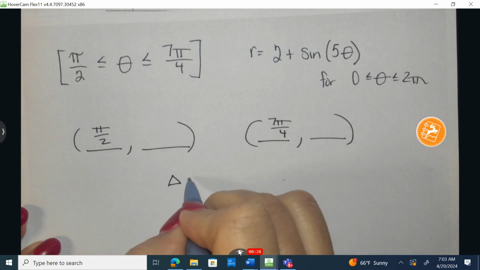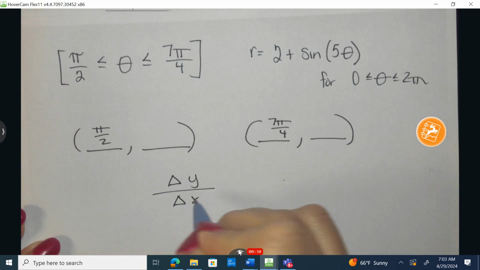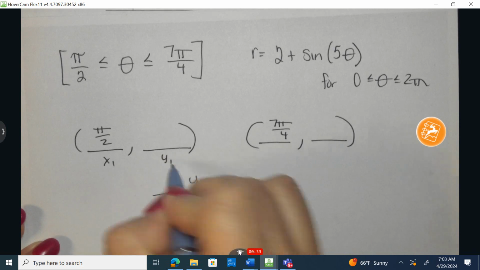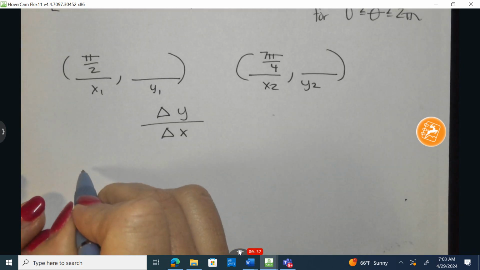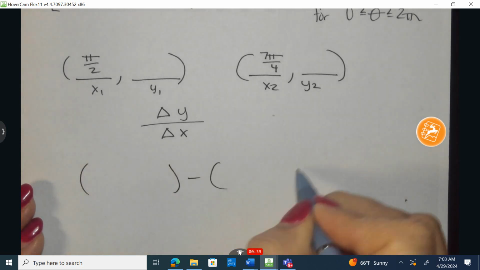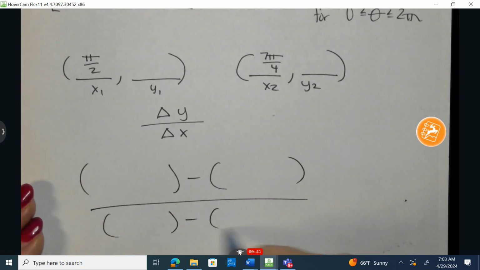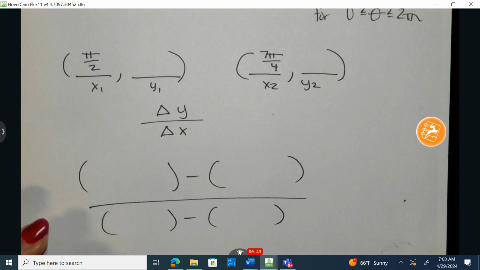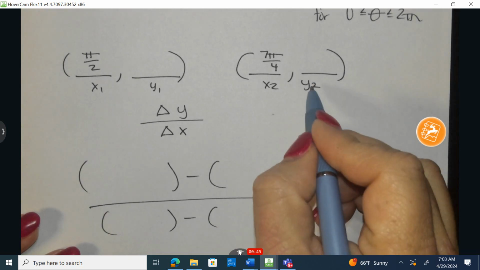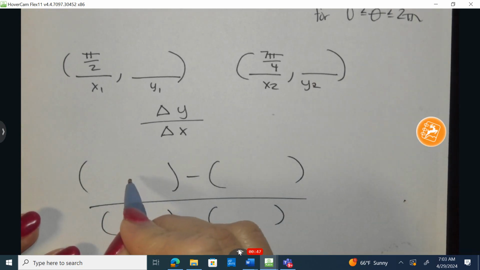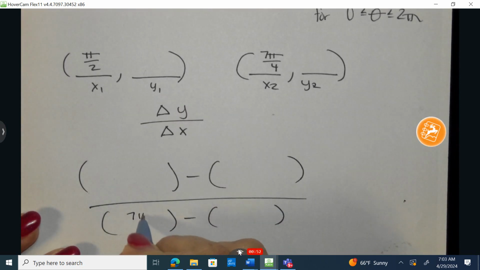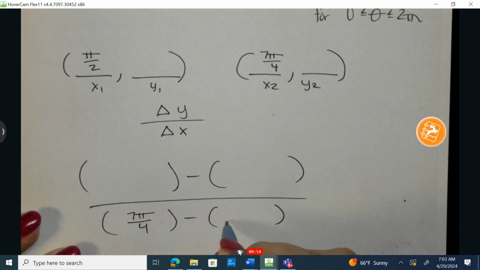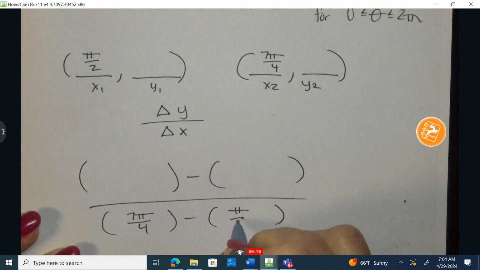We're always going to go change of y divided by change of x. x1, y1, x2, and y2. All right, so let's get started here. And the great part here is I get to use a calculator. So I don't know what my y2 is, but it's going to go in this position. And I don't know what my y1 is yet, but it's going to go in this position. My x2 is 7 pi over 4, and my x1 is pi over 2.